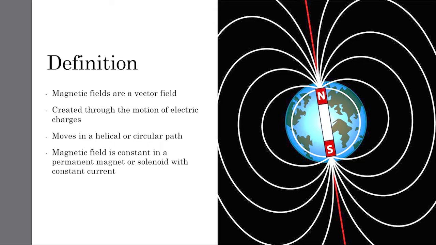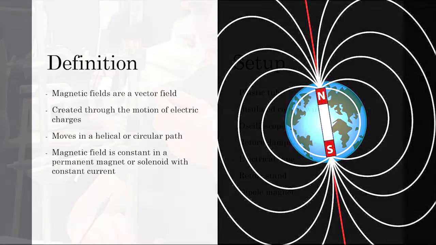A magnetic field is created through the motion of electric charges. The force of a magnetic field moves charged particles in a circular or helical path. In a permanent magnet or solenoid carrying a constant current in a single direction, the magnetic field is stationary. At any given point within the magnetic field, the magnitude and direction remain the same. The opposite is true for a fluctuating current.